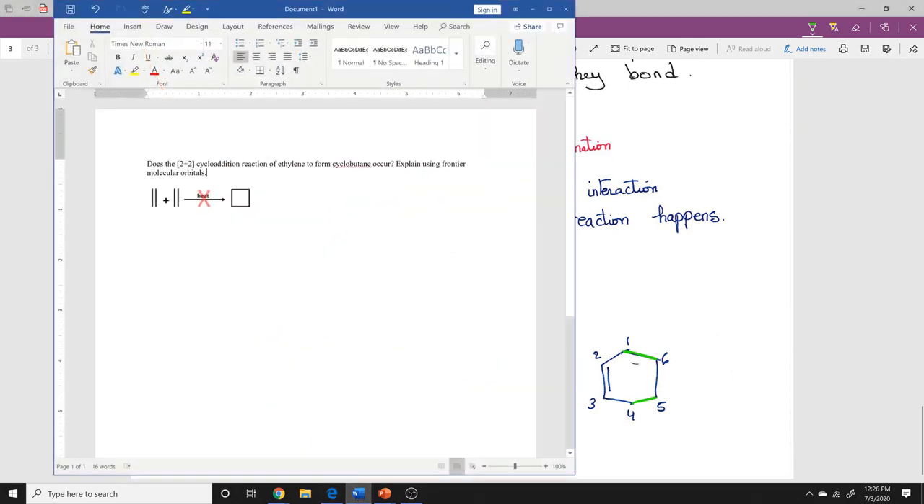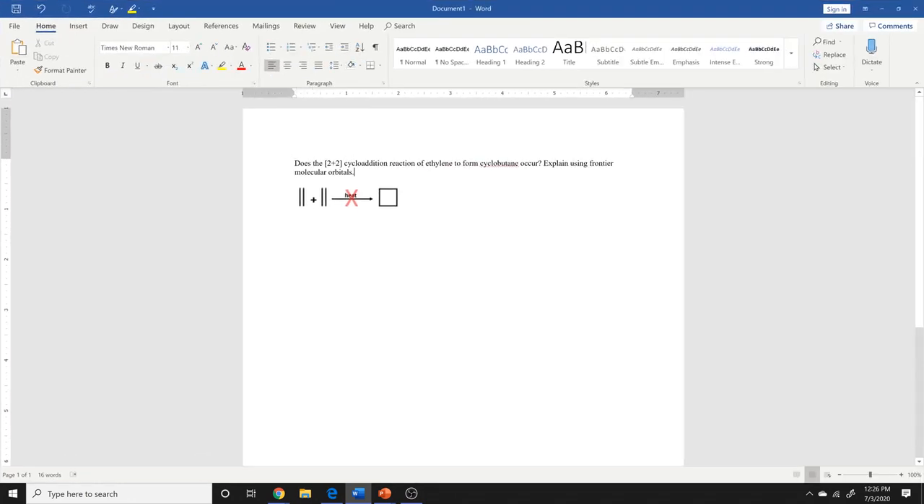Let's have another example. In this other example, it's telling me that I have a cycloaddition reaction of two ethene molecules, and I want to form a cyclobutane. Does it occur? Can this happen? Whenever you're going from double bonds to a cycle, always consider the molecular orbitals. We're going to use the frontier molecular orbitals.